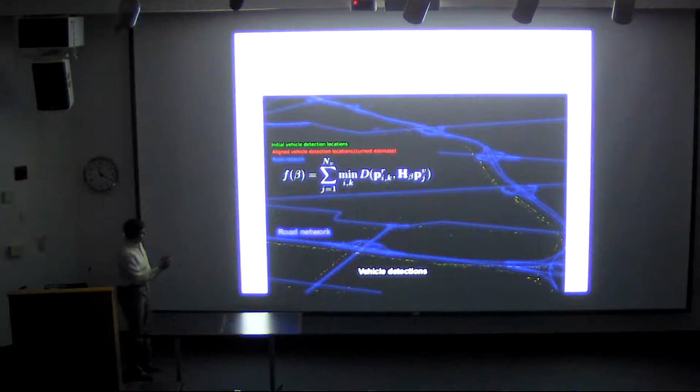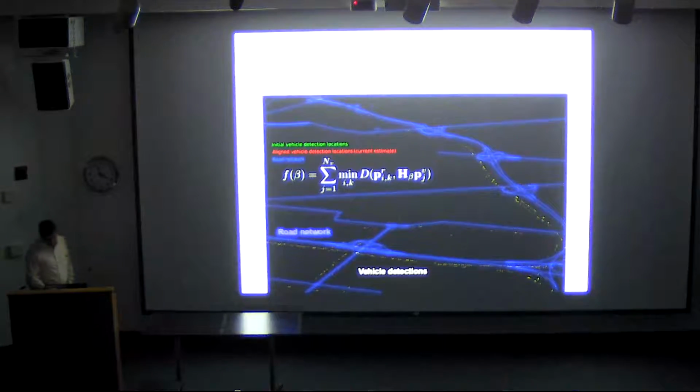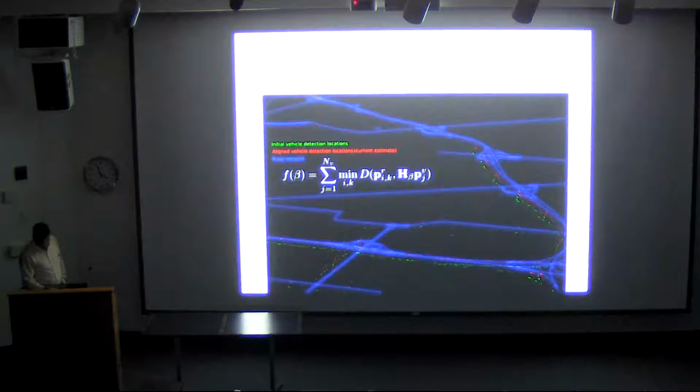So this is our formulation now. We've got the road network, we've got the vehicle detections. We go through successive iterations. This is the first iteration, starting from the initial point. My encoding here is: the green points are the initial vehicle locations. These are the aligned vehicle detection locations for the current estimate. This is the road network. So I'm at the first iteration, second iteration, and so on.